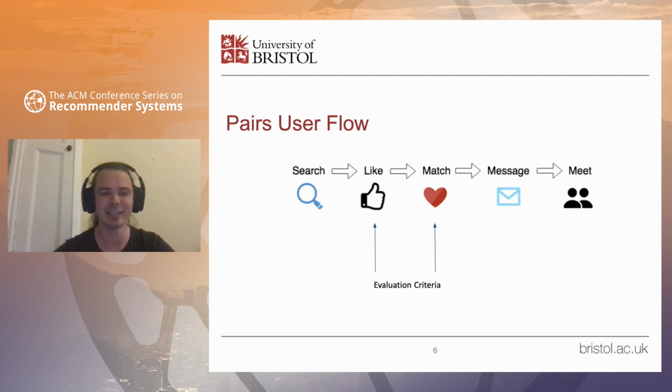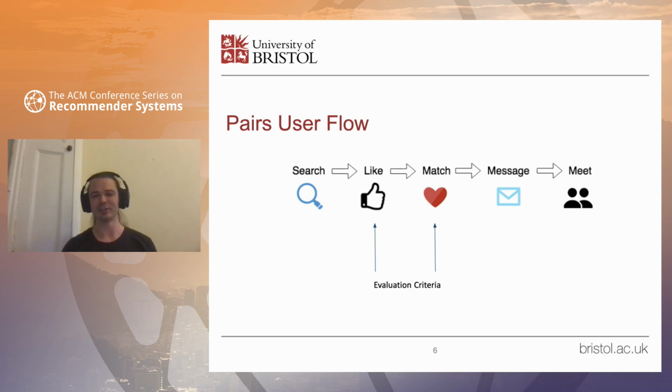Within our data sets, usually users go through this process when they decide to find a partner. They search using criteria that they've decided on. They look through a list page. They look at individual profiles. If they find somebody they like, they press the like button. The other user can see that they've been liked. And if they choose to like back, that's considered a match. If they choose not to like back, that's considered a nope, which is our negative evaluation criteria.